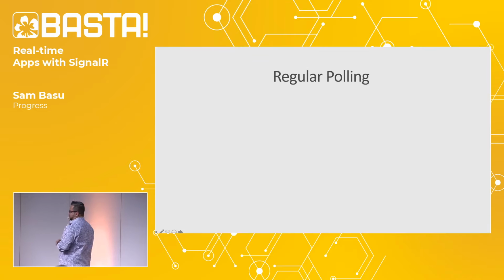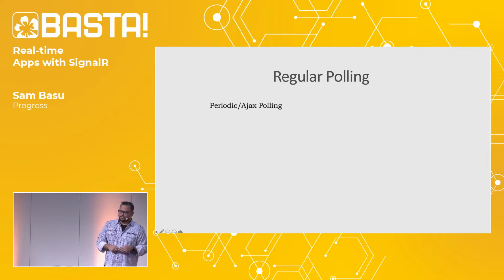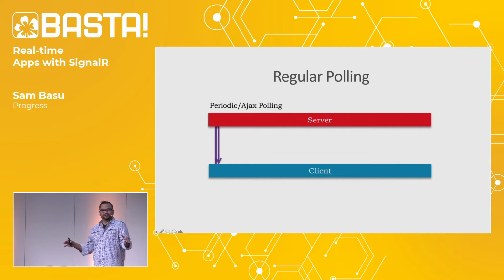So the first thing we started doing is polling, regular polling. And I'm going to try to explain these things with maybe an anecdote. So any of you have little kids at home?